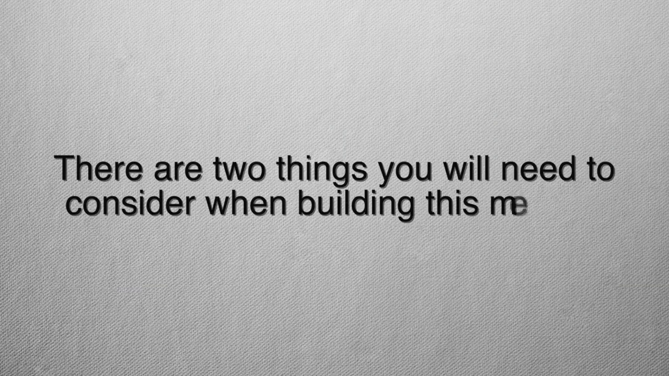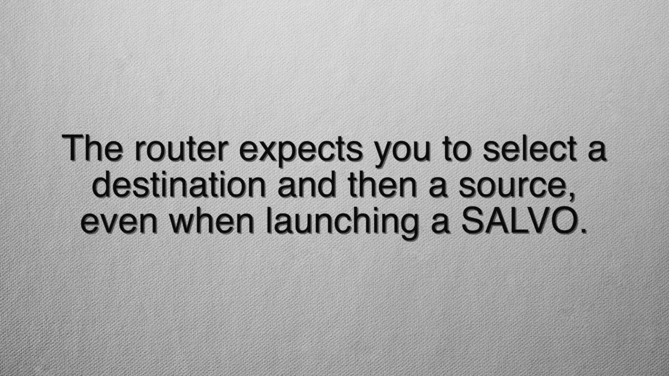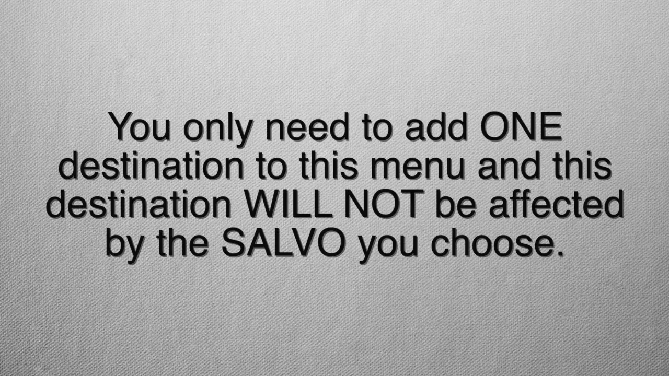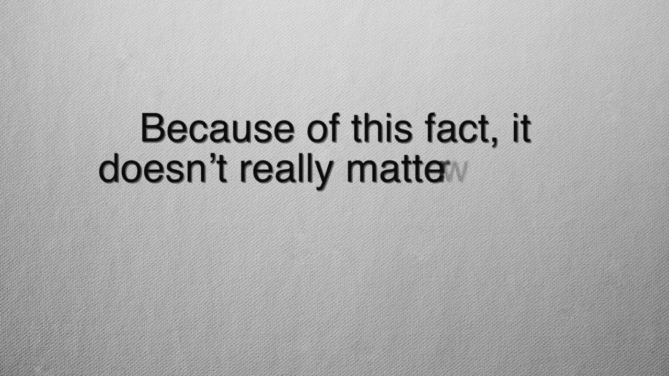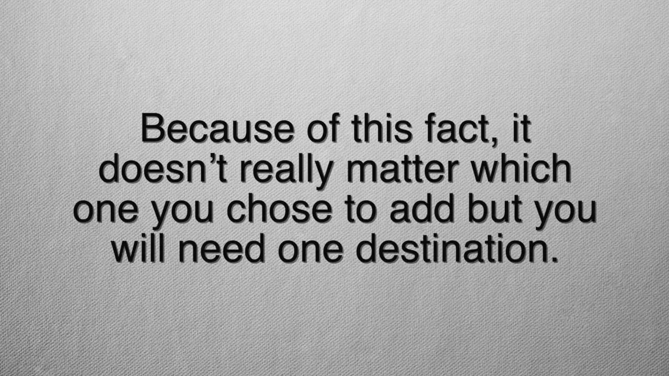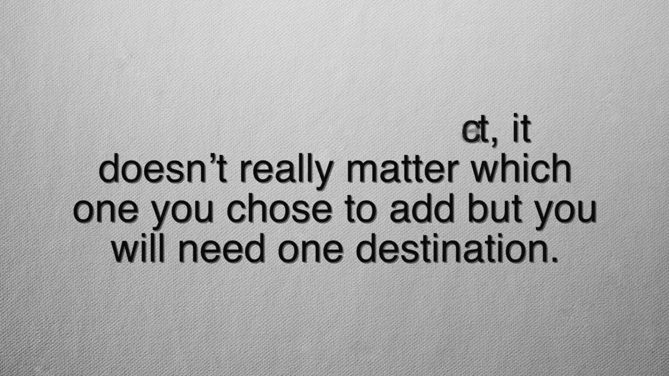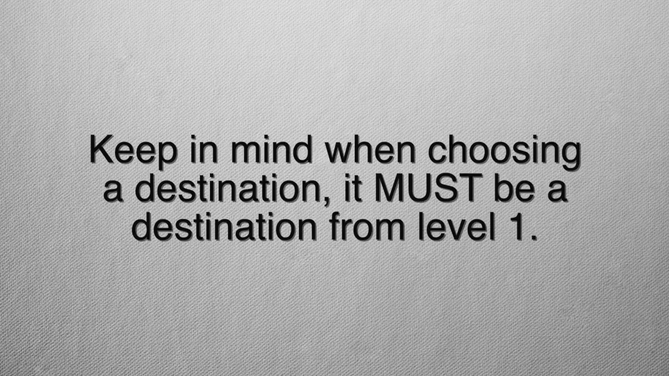There are two things you will need to consider when building this menu. The router expects you to select a destination and then a source, even when launching a Salvo. You only need to add one destination to this menu, and this destination will not be affected by the Salvo you choose. Because of this fact, it doesn't really matter which one you choose to add, but you will need to add one destination. Keep in mind when choosing a destination, it must be a destination from level 1.